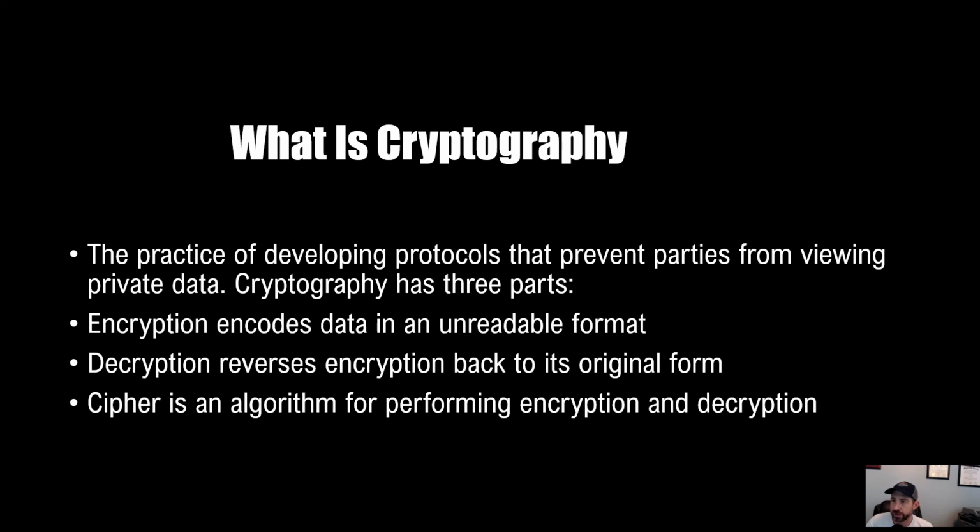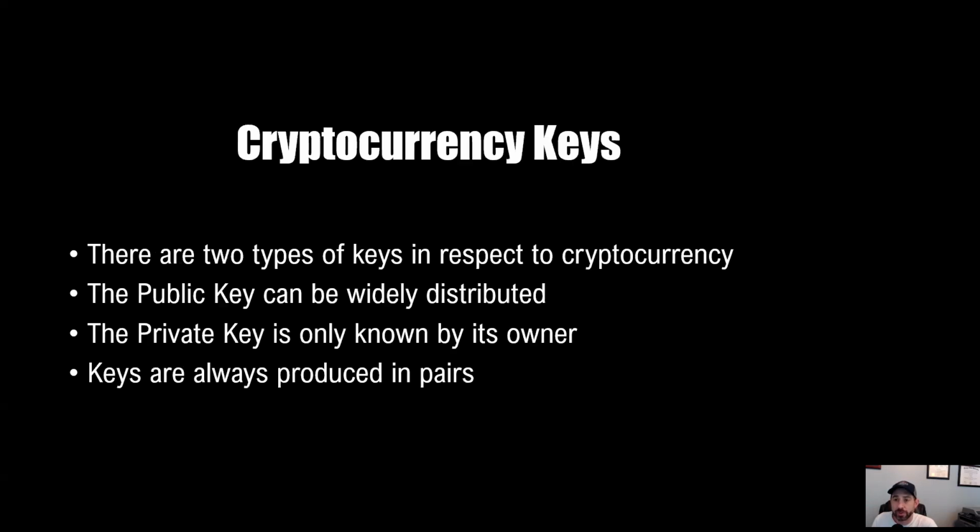So let's talk about cryptography, because that's one of the first things I mentioned. Cryptography, which is really, really important to cryptocurrencies, is the practice of developing protocols that prevent parties from viewing private data. Cryptography has three parts, right? It has the encryption part, which encodes data and makes it into an unreadable format. It has decryption, which reverses encryption, right, back to its original form. And it has the cipher, which is the algorithm that lets you go from encryption back to decryption. So that's the key. All right, so that's cryptography.